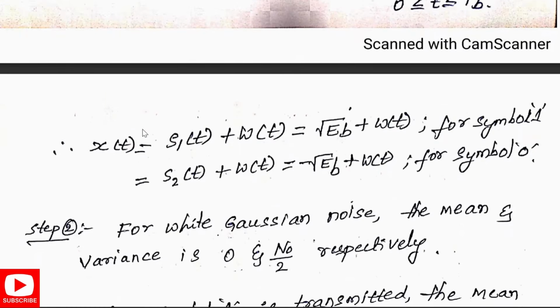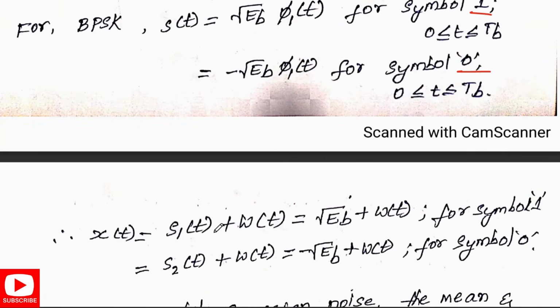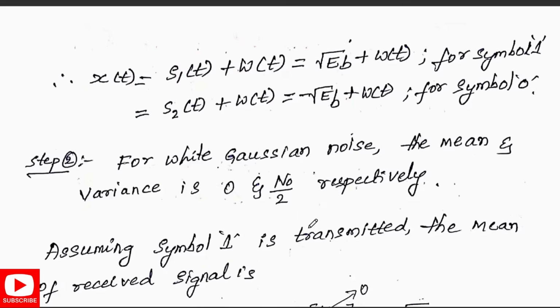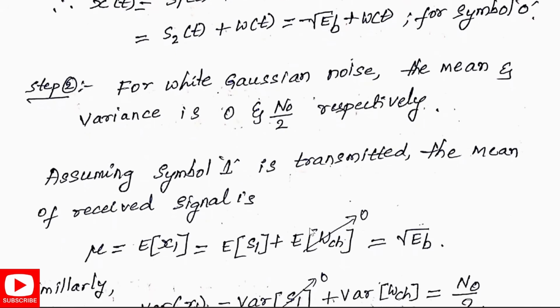Now x1 of t can be written as S1 of t plus w of t. So this becomes square root of Eb plus w of t for symbol 1. That is just substitution, and S2 of t becomes minus that. Step 2 is white Gaussian noise. Noise means the mean is 0 and the variance is N0 by 2. Mean will be 0 and the variance will be N0 by 2.